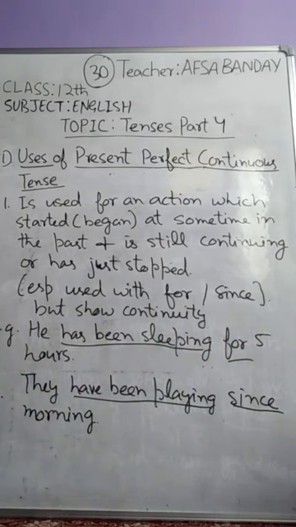That means he started sleeping 5 hours ago, and up to this time he was sleeping. That is, again we can say there is a continuity, and still he is sleeping. Or they have been playing since morning. Again there is a continuity, and there is a connection between past and present. The action started in the past, and from the past up to now it is in continuous form. So we say that way there is a continuity, and that time we use present perfect continuous.